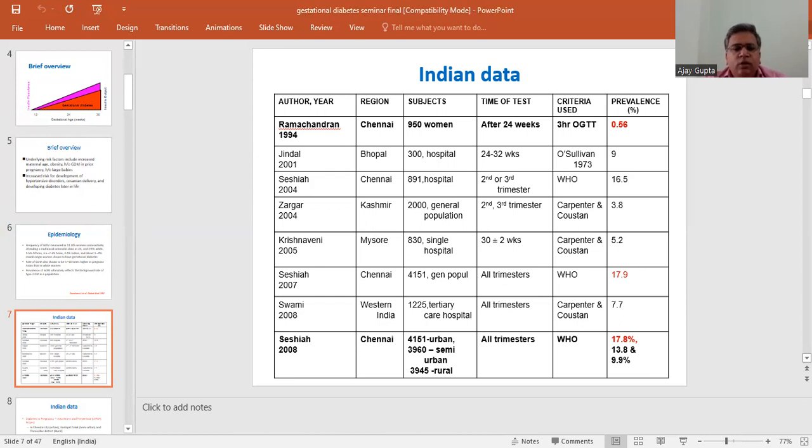But the study done in 2008, again in the same city, included 4151 urban, 3960 semi-urban, and 3945 rural population. All trimesters were included in this study, and the WHO criteria for GDM was used.